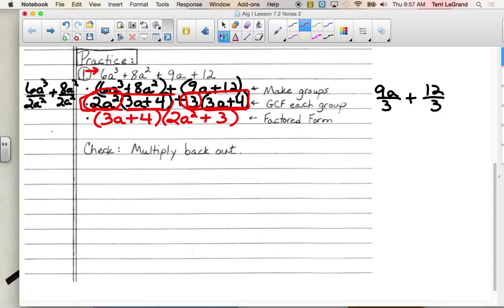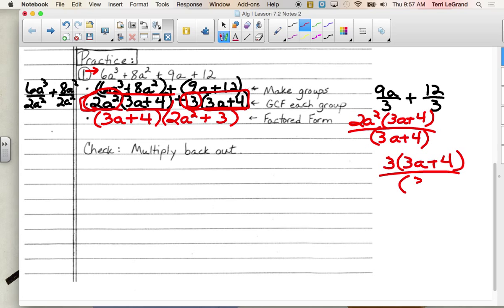So, in reality, we're just still dividing, and maybe I need to just put it here for some of you to see. This is a kind of challenging concept to grasp. We're really just dividing. That's the first part of it. That's that one. And the other one is our 3 times 3a plus 4, and that's being divided by 3a plus 4, our GCF.